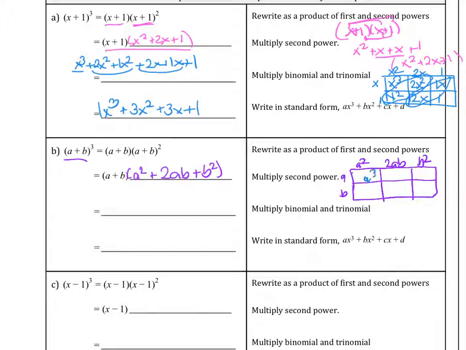So this is a cubed, 2a squared b, ab squared, then a squared b, 2ab squared, and b cubed. Then I'm just going to combine like terms as they are. So those two go together, and then these also go together. So you would get a cubed plus 3a squared b plus 3ab squared plus b cubed. And again, I'm going to write the coefficients in the front.